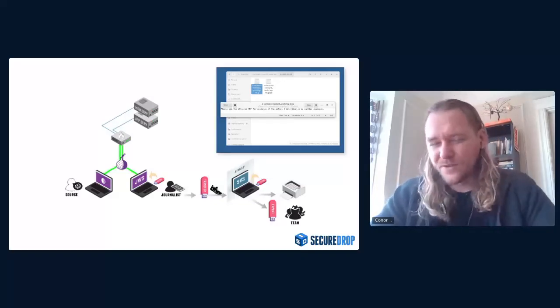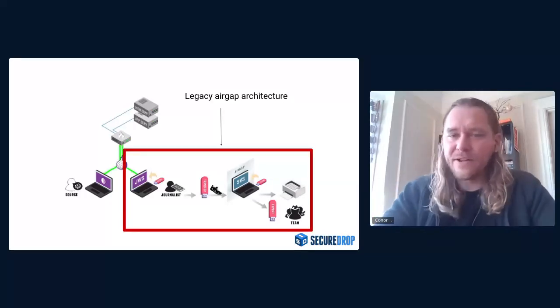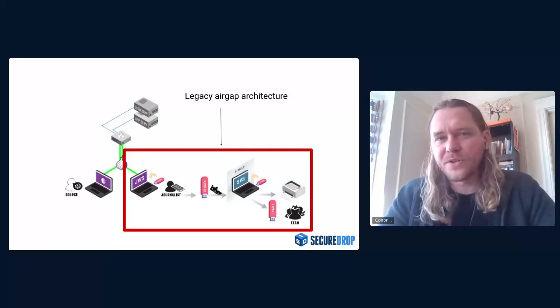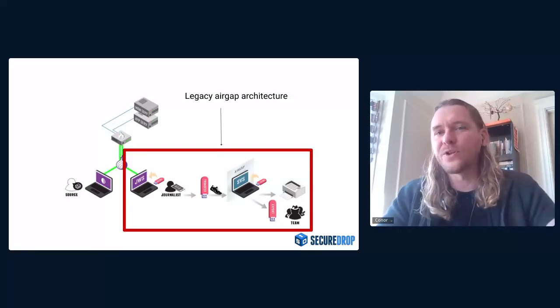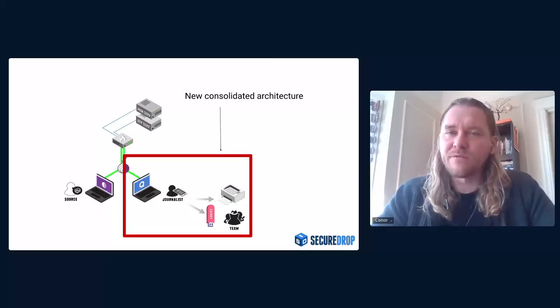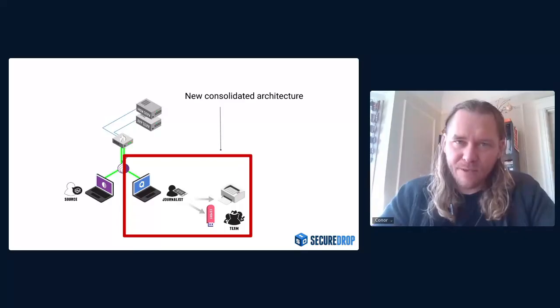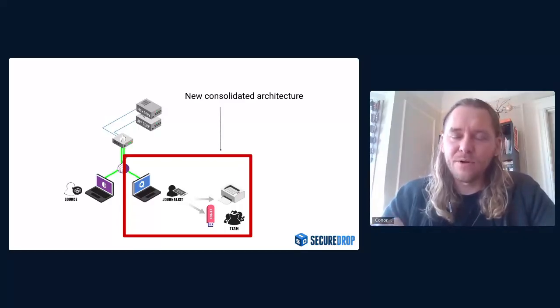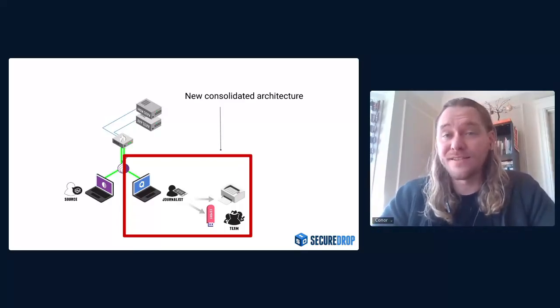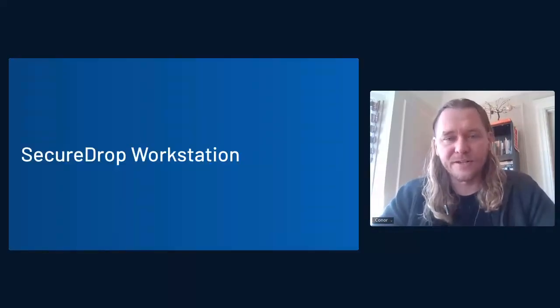So this process here, this whole journalist workflow, is what I'm really going to dive into today, because that's a little complex, frankly. This area in the red box, those are all the steps that a journalist needs to take in order to use SecureDrop. What I'm going to show you today as part of this workstation project is a consolidated workflow. Far fewer steps, far less error-prone, and most importantly, still provides the same security baseline that we've so long striven for in the SecureDrop project.